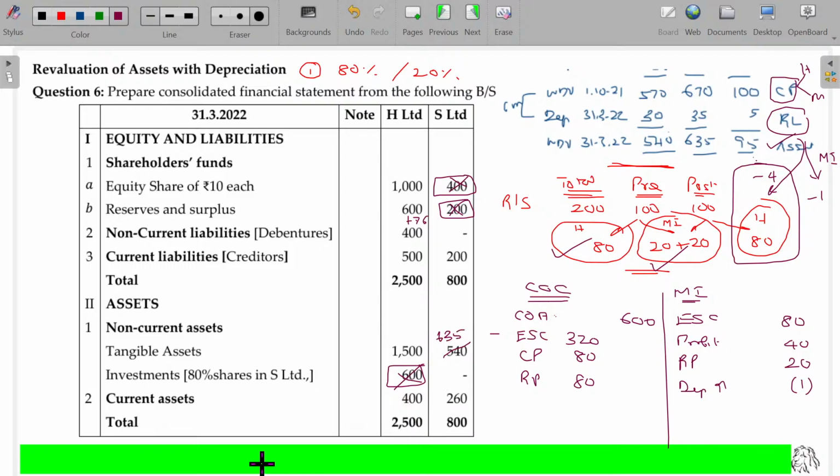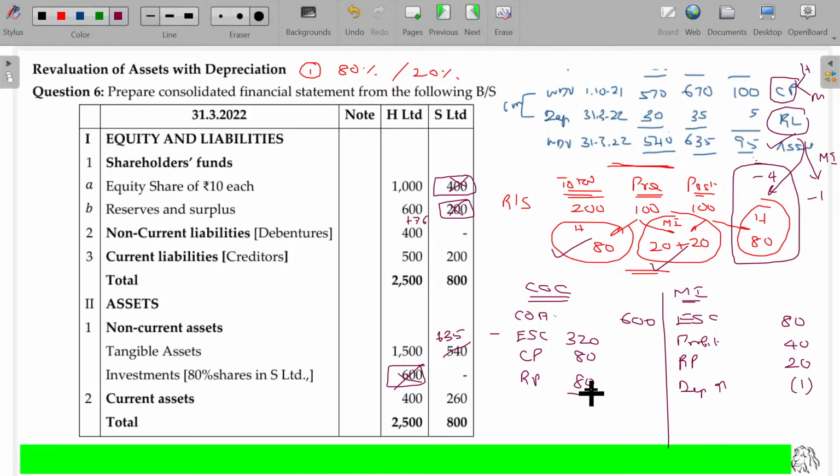Sir, 100 rupees, sir? Yeah, 100 rupees is the revaluation profit. After that, 6 months happen, no, for that increased depreciation 5 rupees should be deducted. So net impact in the asset being only 95, capital profit minus revenue loss. In case of capital loss, revenue profit will be there. So net will be adjusted in the assets account.